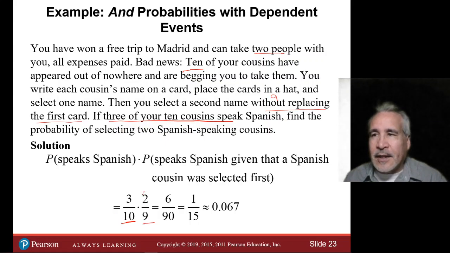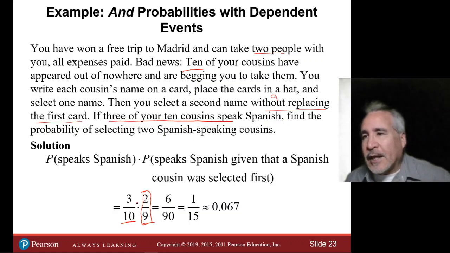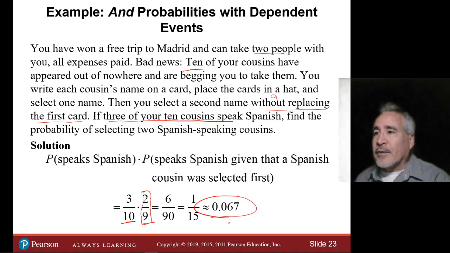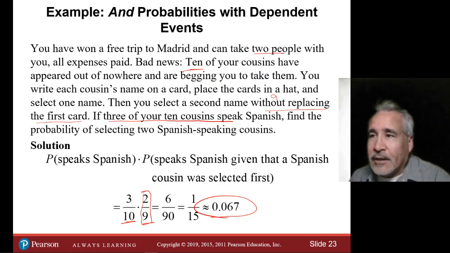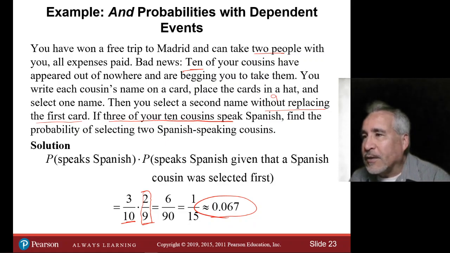Okay, so this is the conditional. We assume that the first one was Spanish-speaking, because if they weren't, this event would not happen. We wouldn't get 2 in a row. Okay, so then it's just multiplying the probabilities together. 3 times 2 is 6 over 90. So out of that grouping, even though 3 of them, I would just say, okay, who speaks Spanish? Those are the ones I want to take with me, both of them. So I would have been choosing out of 3 cousins, right?